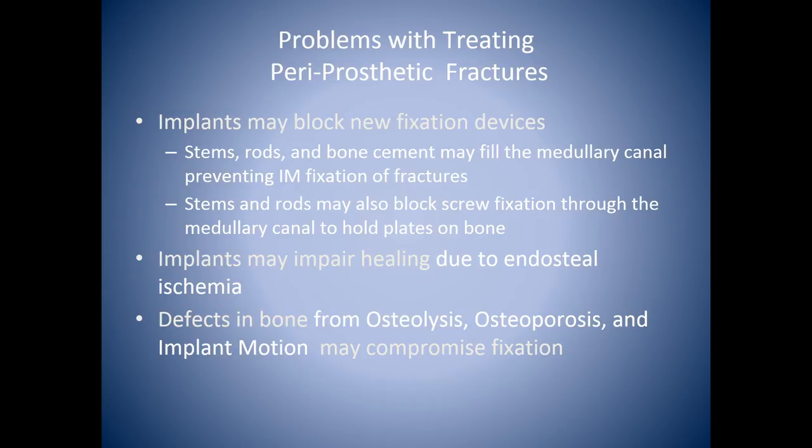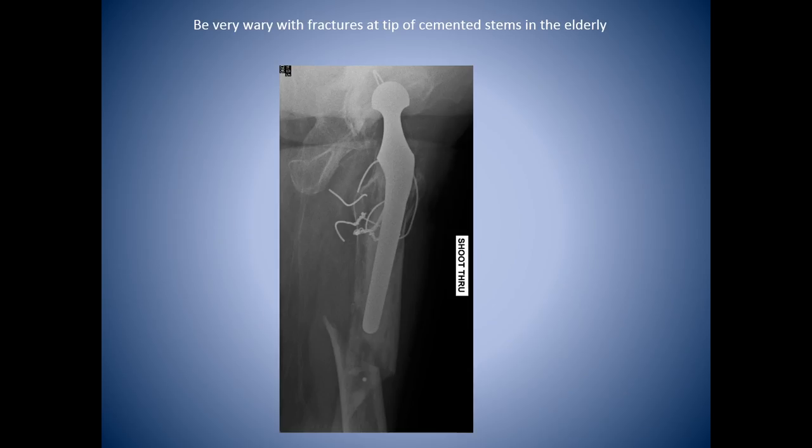And I'll show you a case similar to this. This type of fracture here is basically a type C. It's a very dangerous type of fracture. It looks quite easy: stick a plate on and you'll get away with it. The problem is there's all the cement down there, thinnish bone, and these are the ones that you really have got to watch out for.